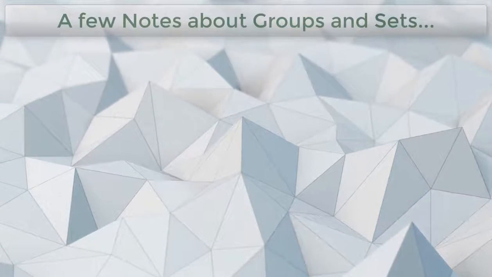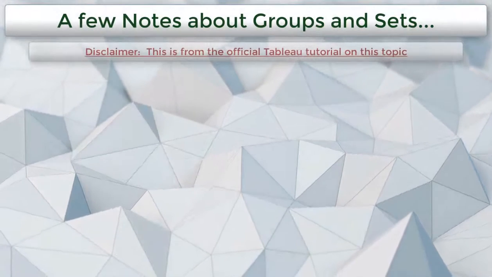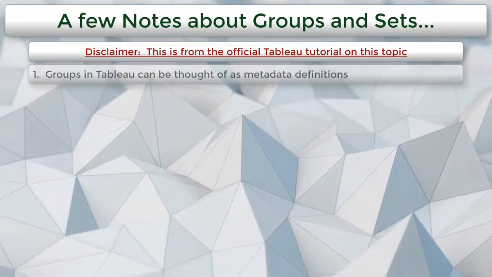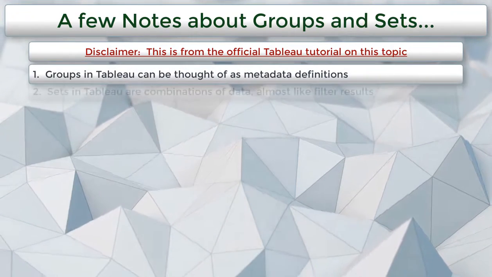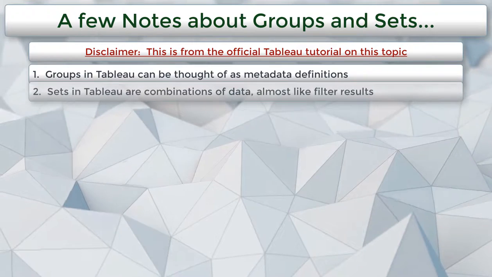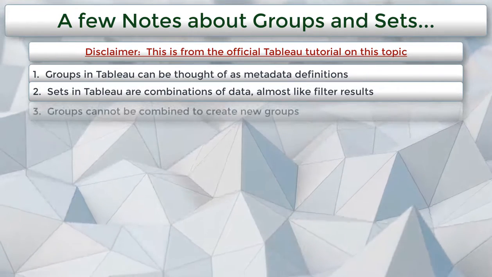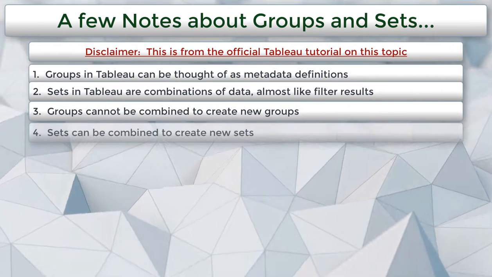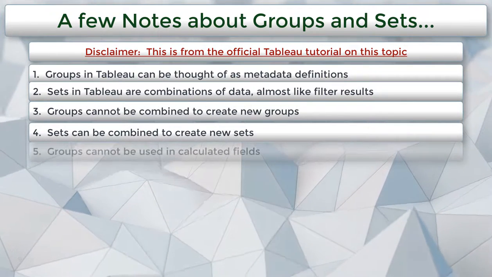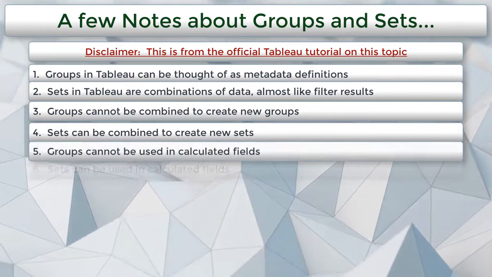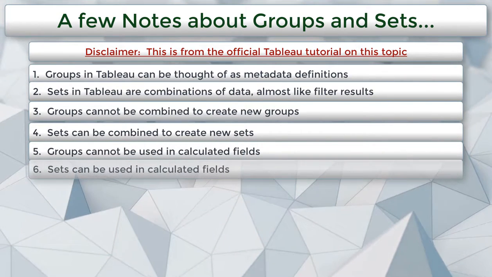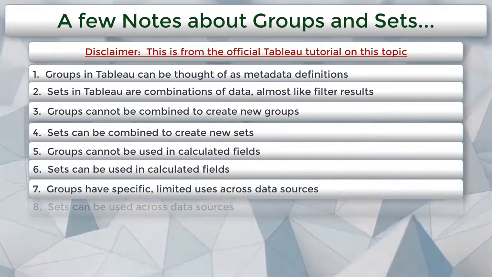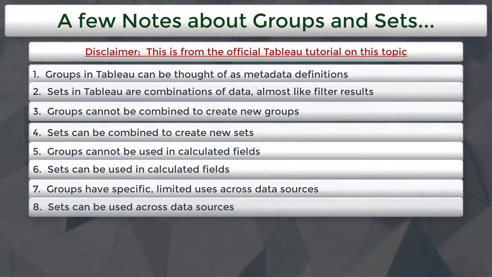A few notes about groups and sets, and this information does come from the Tableau website. Groups in Tableau can be thought of as metadata definitions. Sets in Tableau are combinations of data, almost like filter results. Groups cannot be combined to create new groups. Sets can be combined to create new sets. Groups cannot be used in calculated fields. Sets can be used in calculated fields. Groups have specific limited uses across data sources, and sets can be used across data sources.